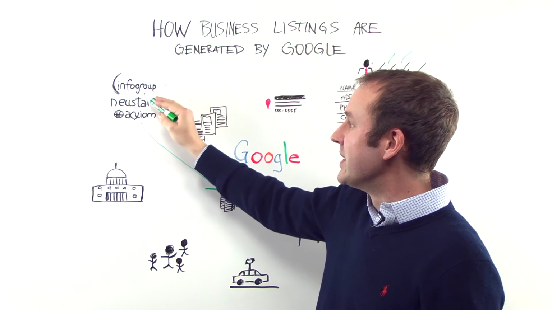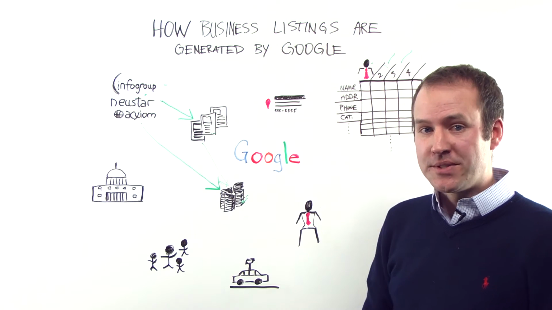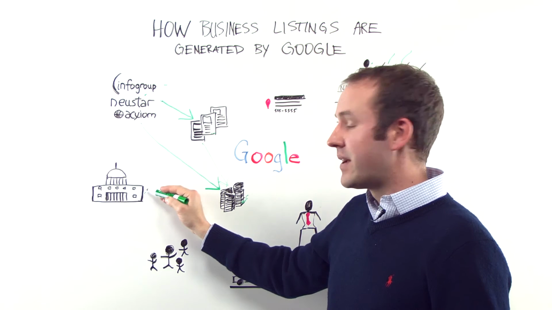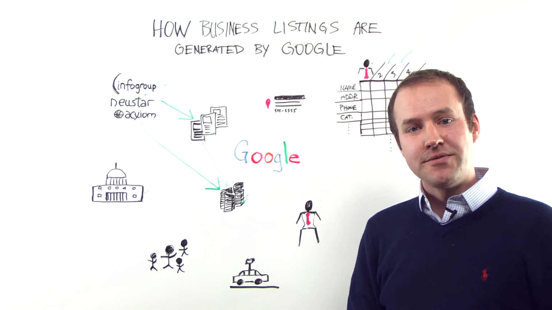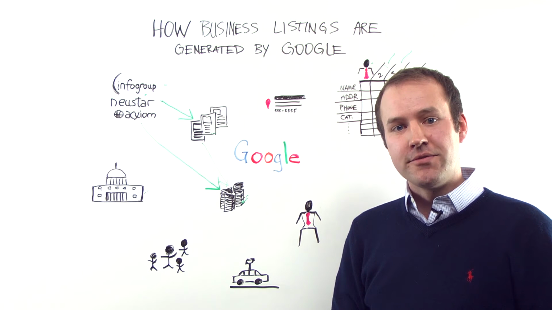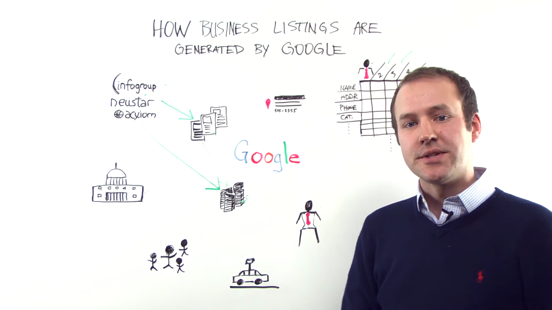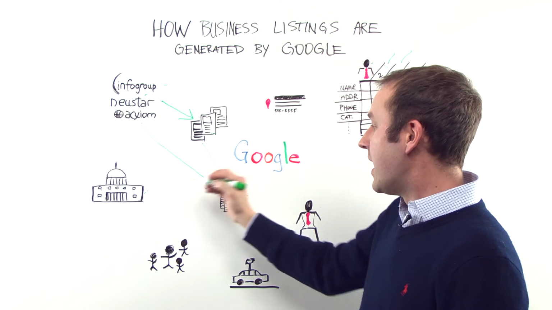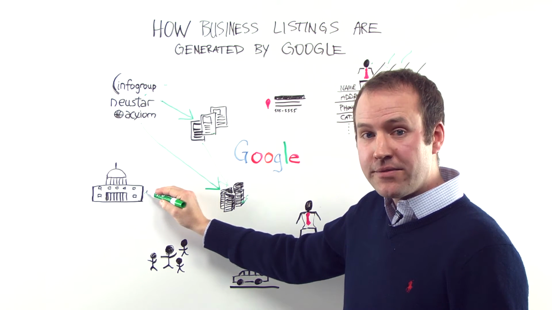Additionally, in addition to these data aggregators, in addition to websites, Google looks at government information. So if your county has a list of businesses that are registered in a particular county, or maybe your Secretary of State, Google is probably going to crawl that information.